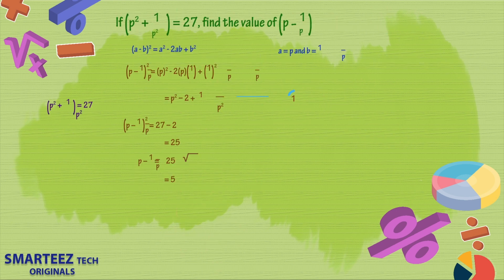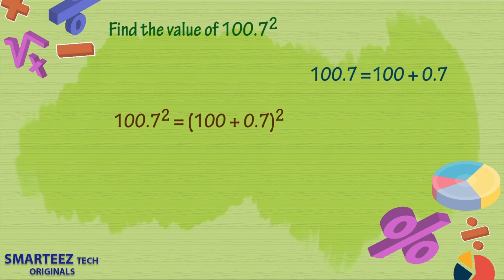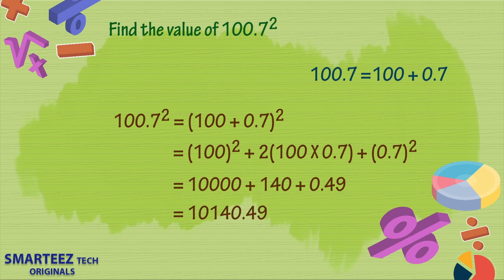Let's do one more example. Find the value of 100.7 squared. Solution. Here, 100.7 can be written as 100 plus 0.7. So 100.7 squared equals (100 plus 0.7) the whole squared, which equals 100 squared plus 2 times 100 times 0.7 plus 0.7 squared, which equals 10,000 plus 140 plus 0.49, which equals 10,140.49.